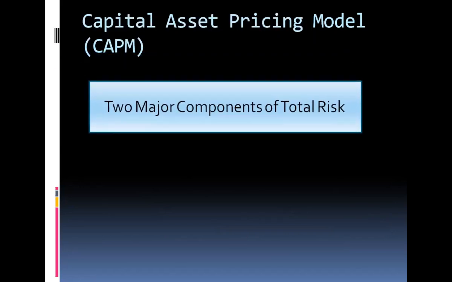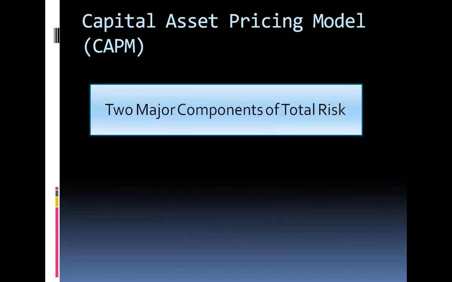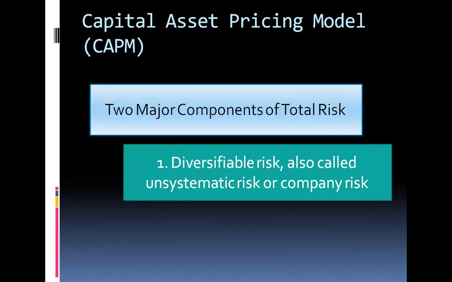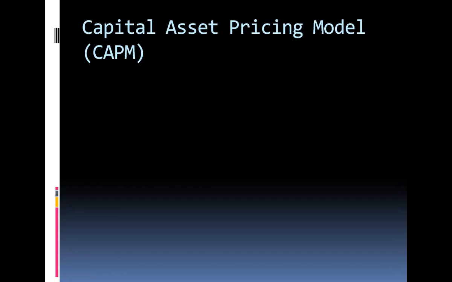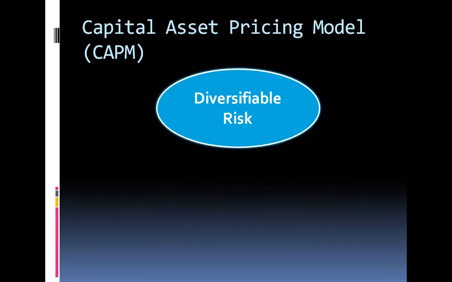Now, total risk may be separated into two major components. First is the diversifiable risk, also called unsystematic risk or company risk, and undiversifiable risk, also called systematic risk or market risk. So we will first discuss the diversifiable risk.